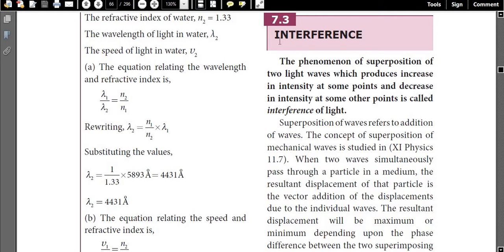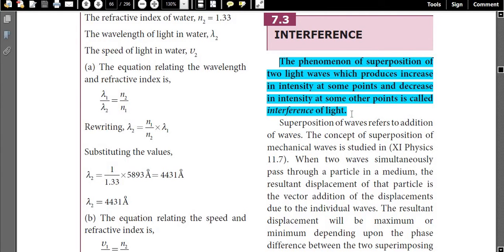The topic name is interference. Very, very important. 2-mark question: definition of interference.